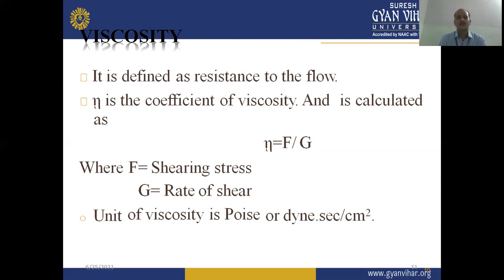So when we combine these, the unit of viscosity is the poise, or dyne second per square centimeter. It is commonly represented in terms of poise or centipoise. So 100 centipoise equal to 1 poise. Poise is the very common unit which can be used in the representation of viscosity.